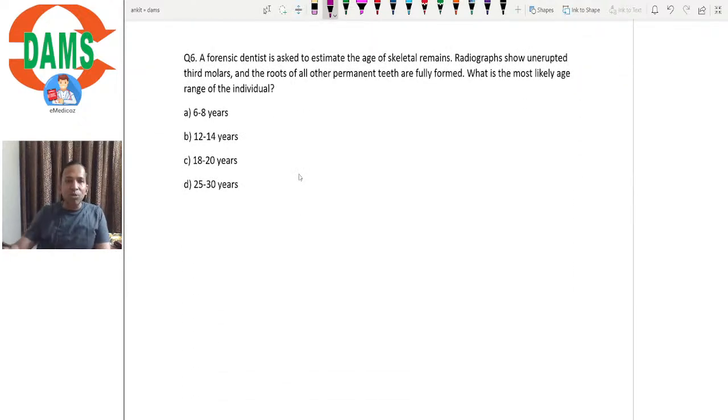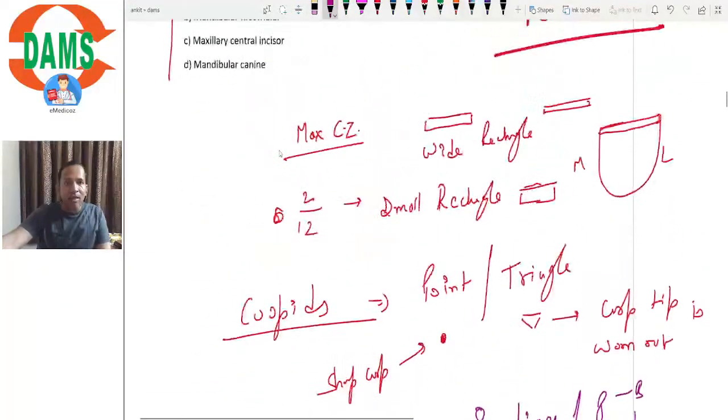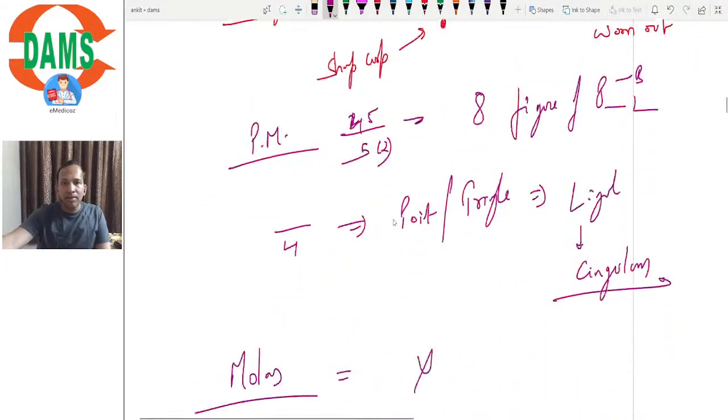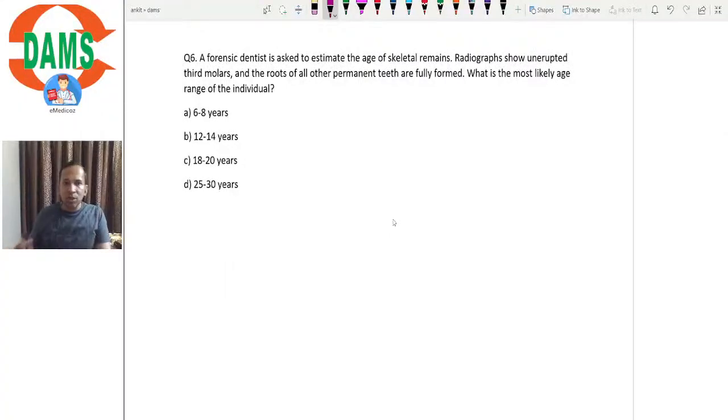Are you understanding all this? Yes, Bhavna, option C is correct. That is the central incisor, right? So let's go to the next question.